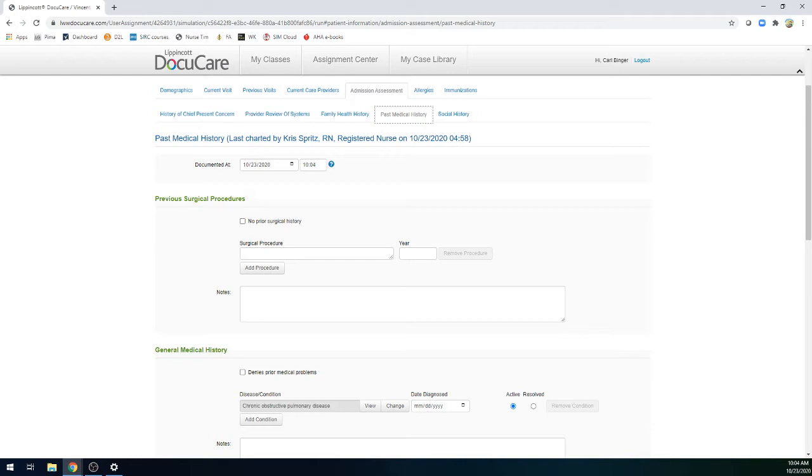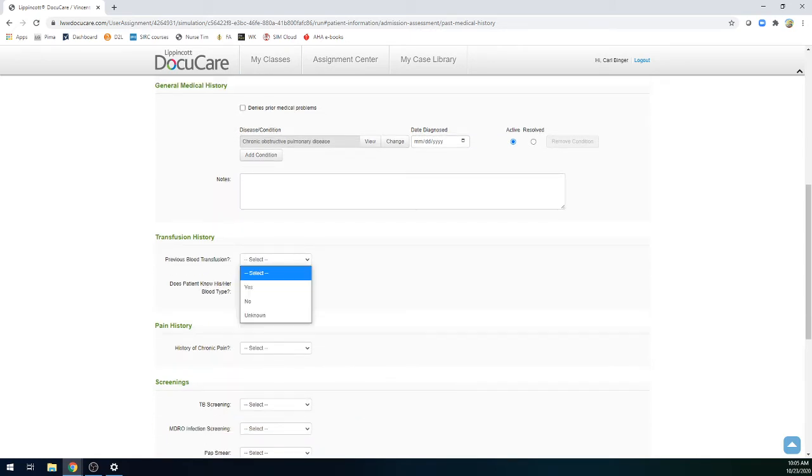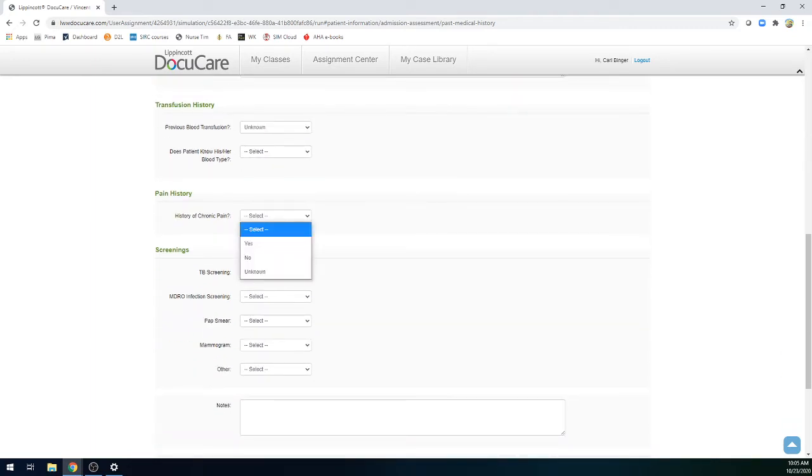pre-history? Now, for the surgical histories and stuff like that, you could put just a note here that says, deferred due to patient condition. That shows me that you looked at this, you'd like to ask it, but right now is just not the right time. So I'm going to defer this due to patient condition. So you can type that in there. Transfusion history, we don't know. So could we click unknown? Yes. Pain history? Unknown, because I can't ask right now.